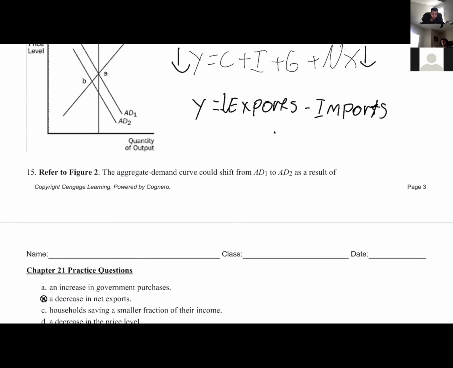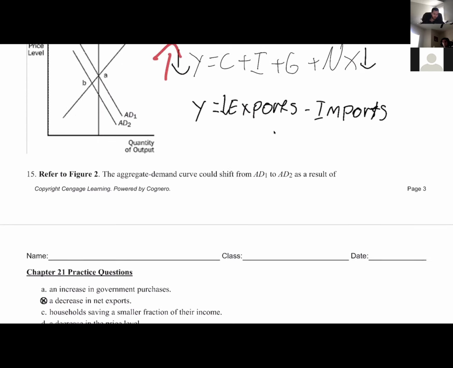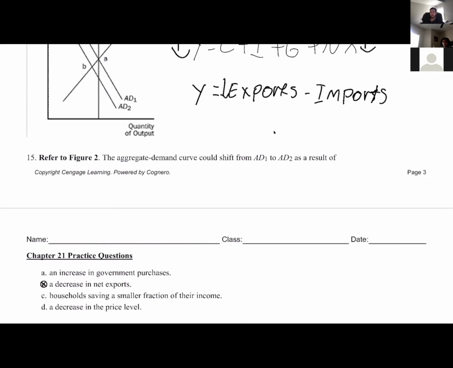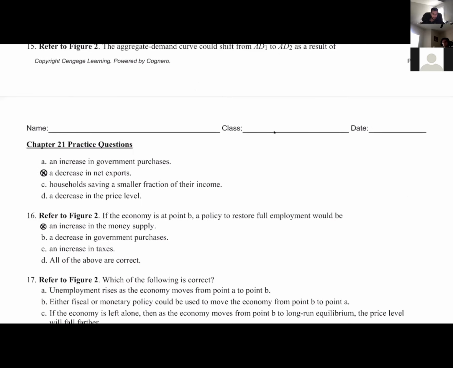Also, saving a small fraction of their income. I would assume that would actually make this... No, that would make this go up because they're saving a smaller fraction, so they're actually spending more. So that would also make this go up. And a decrease in the price level would be a result. But it's not like you can say, okay, I'm going to decrease the price level. No one can do that. It comes as a result of something else. So this might be the answer here.